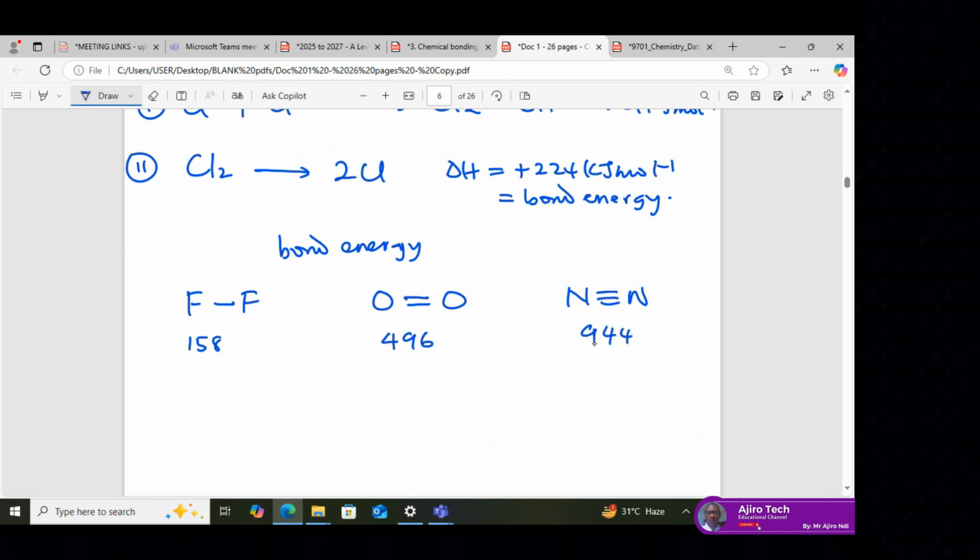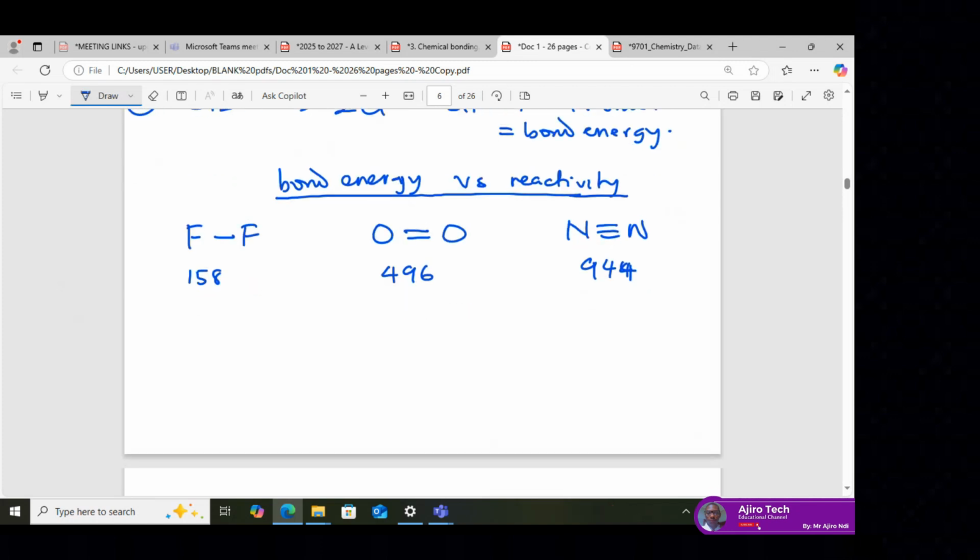So which of these molecules will be most reactive and why? Bond energy versus reactivity. Which of them will be most reactive and why? I think it's the NN, because it has two pi bonds. Okay. Now, when you compare, please pay attention.